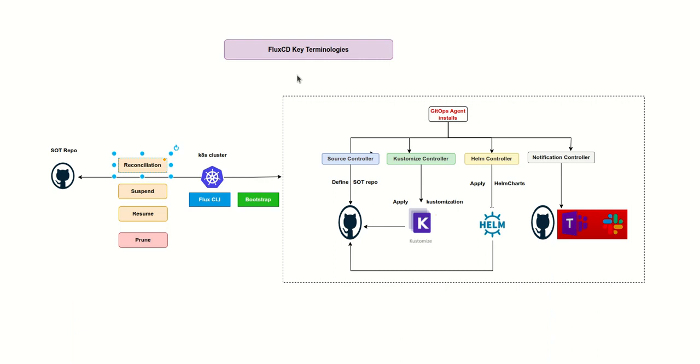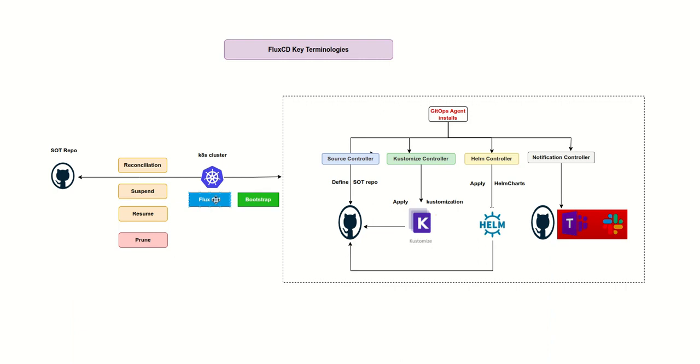In this video, we'll discuss some of the key terminologies used in FluxCD. So in the last video, we saw that we create a source of truth Git repository to declare the desired state of our Kubernetes environment. And we also saw that on the Kubernetes environment, we install a GitOps agent. So we'll discuss all the terminologies defined here.